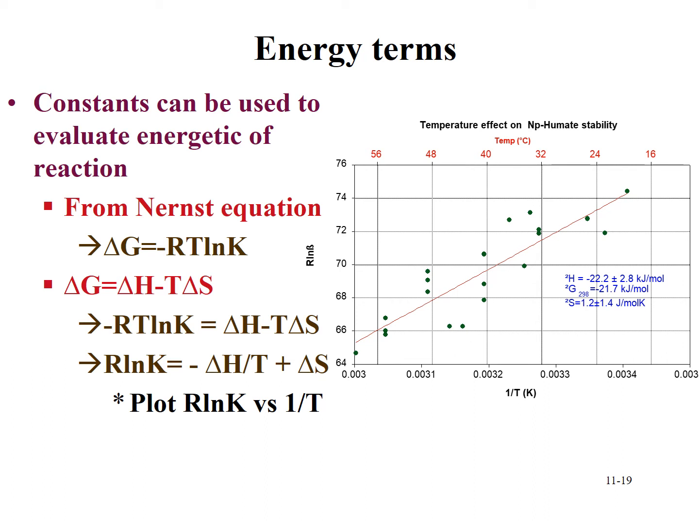If I have the delta H and delta S values, I can determine the Gibbs free energy at any given temperature, and that data is actually presented here. So through the complexation constants, one can evaluate thermodynamic data. Conversely, if one has the thermodynamic data, enthalpy, entropy, or Gibbs free energy, one can determine complexation constants.